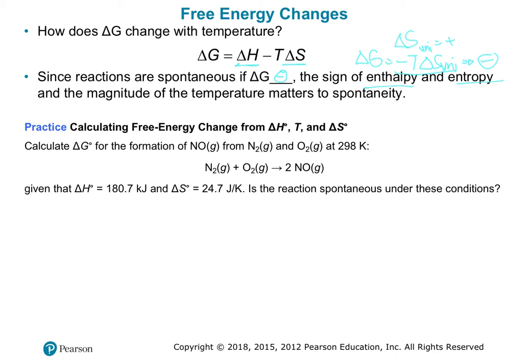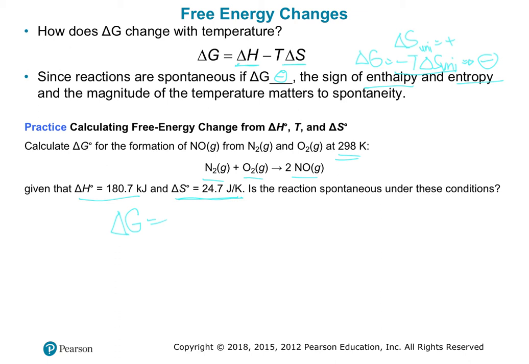So here's this problem. We have this reaction. Notice that we have two gas molecules going to two gas molecules. If we calculate the entropy from the tabulated values and also the enthalpy, we get these. Notice that it's an endothermic process since delta H is positive, and it is increasing in disorder. We're going to solve for delta G to help us know if the reaction will be spontaneous at 298 Kelvin.